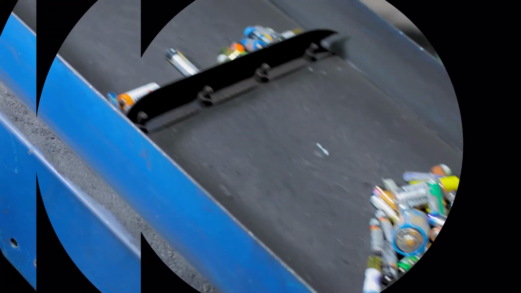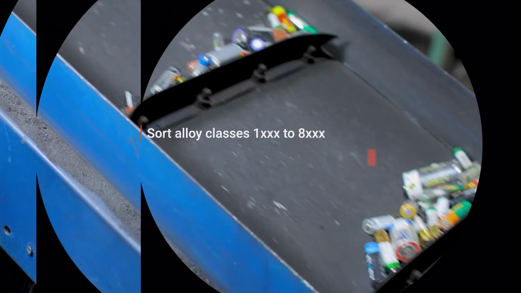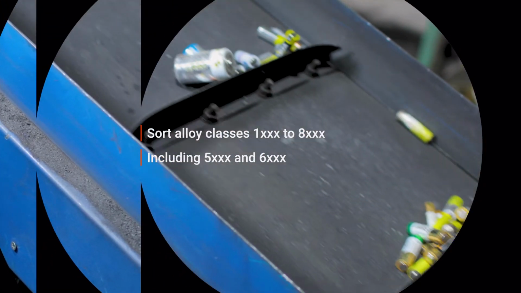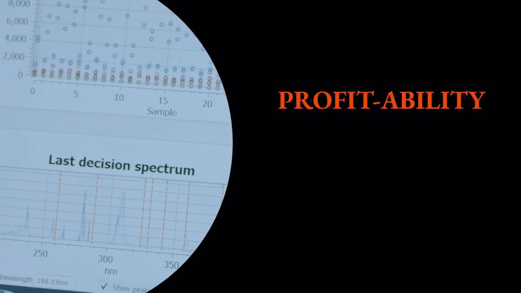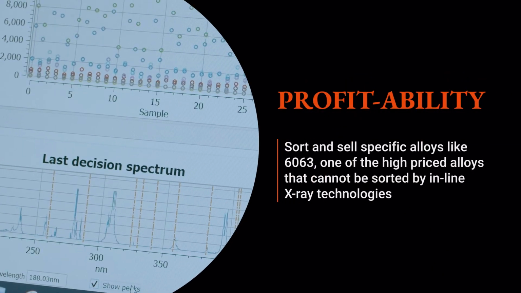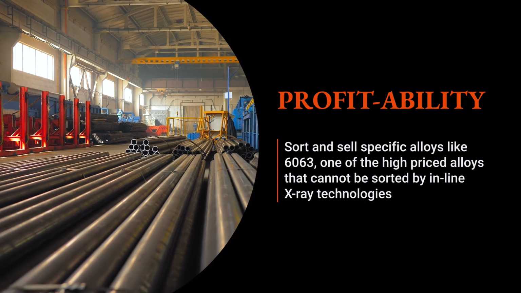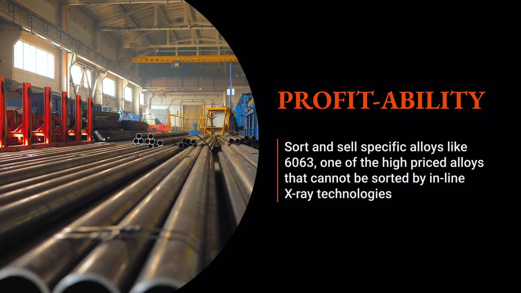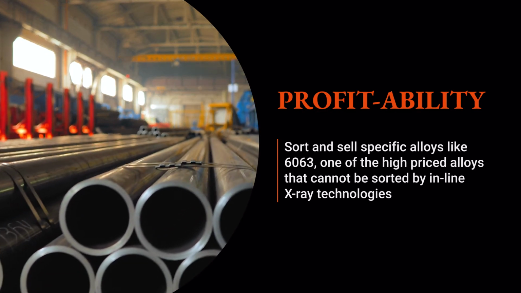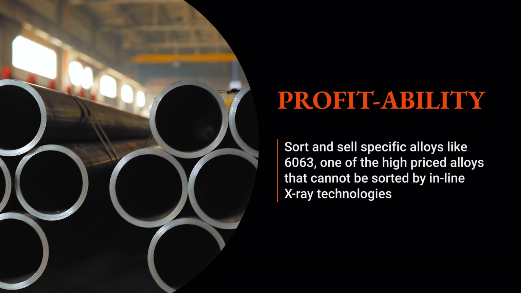You can sort alloy classes 1X to 8X, including 5X and 6X. What's more, profitability means you can sort and sell specific alloys based on element percentages, like 6063, one of the highest priced alloys right now, which cannot be sorted by inline X-ray technologies.